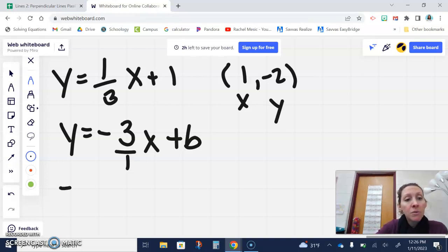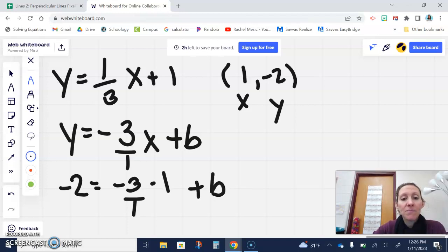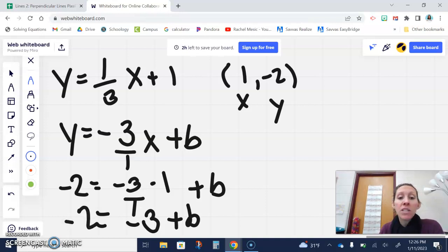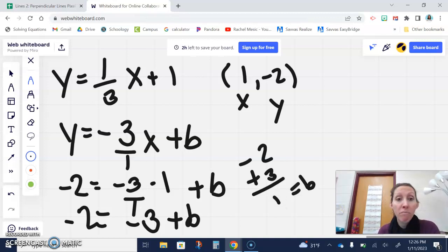So y is -2. I'll keep my new slope, and oops, instead of x, I'm going to write times 1 and plus b. All right, so -3 times 1 is -3. And anything divided by 1 is itself. All right, so -2 equals -3 plus b. So we then would have to add 3 to both sides. So we'd have our -2 plus 3. That would be +1. So +1 is the value of b.